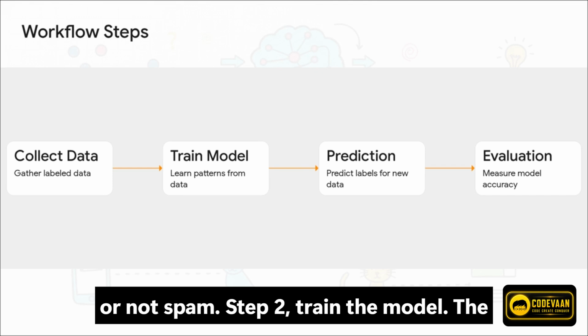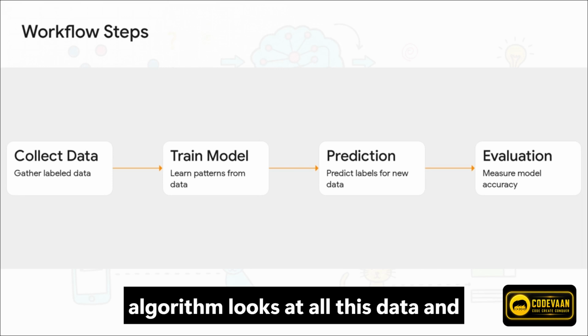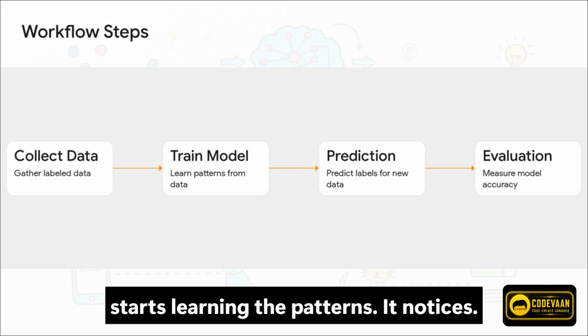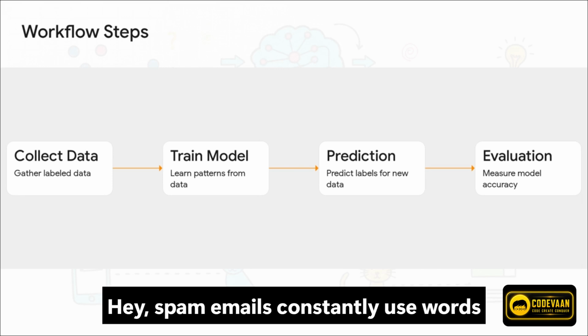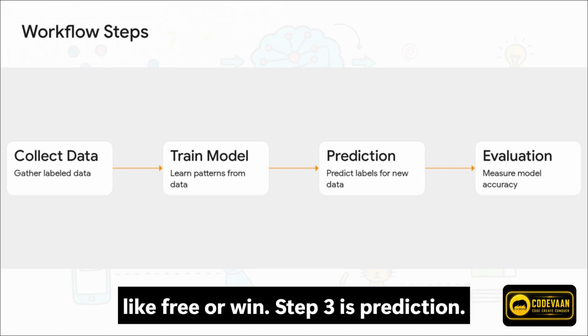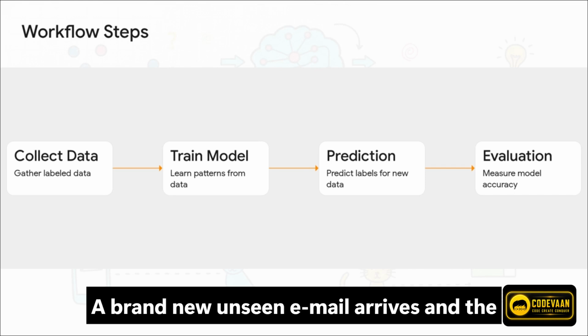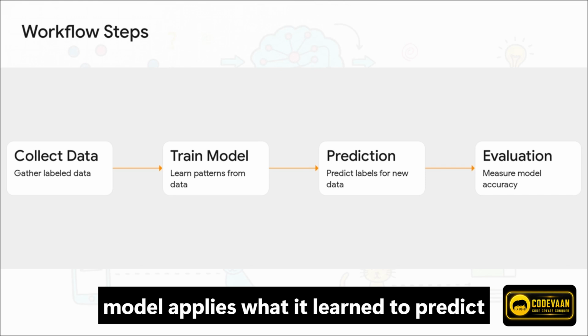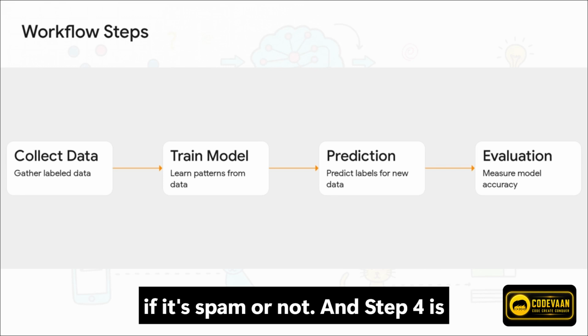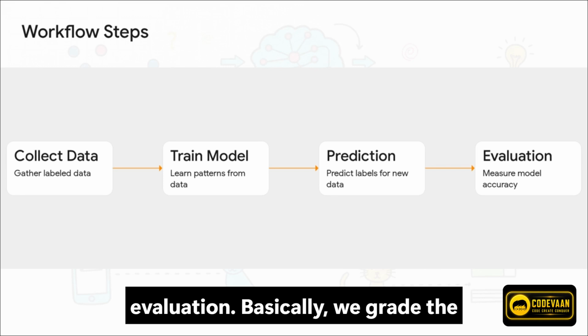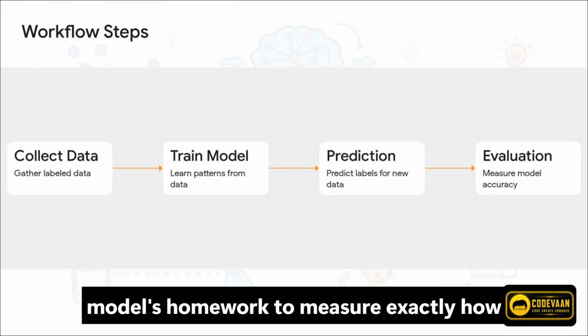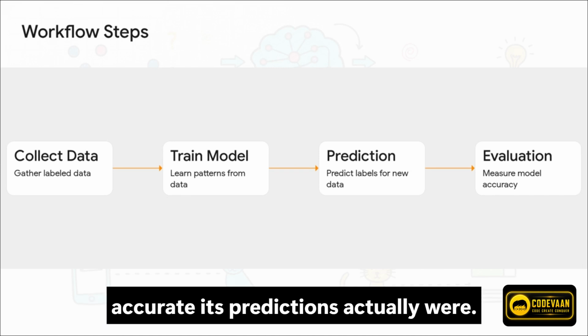Step 2, train the model. The algorithm looks at all this data and starts learning the patterns. It notices, hey, spam emails constantly use words like free or win. Step 3 is prediction. A brand new, unseen email arrives, and the model applies what it learned to predict if it's spam or not. And step 4 is evaluation. Basically, we grade the model's homework to measure exactly how accurate its predictions actually were.